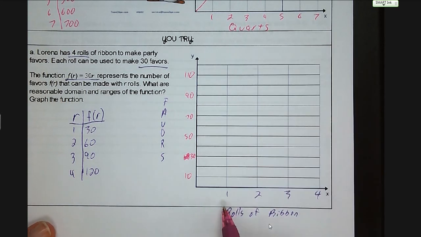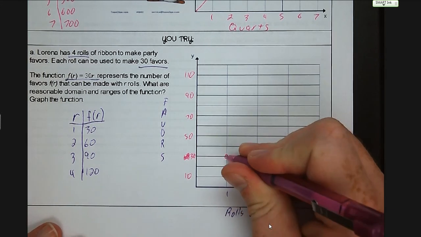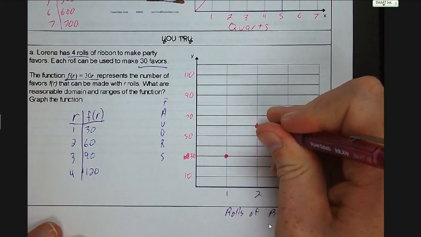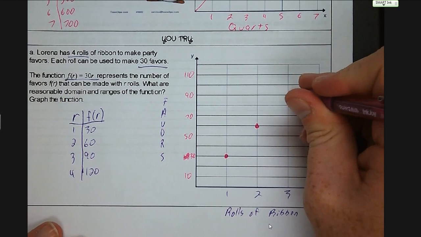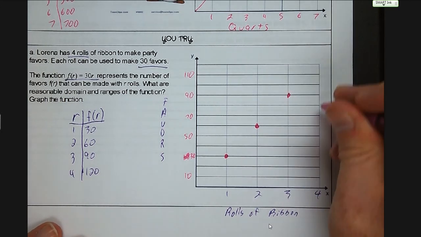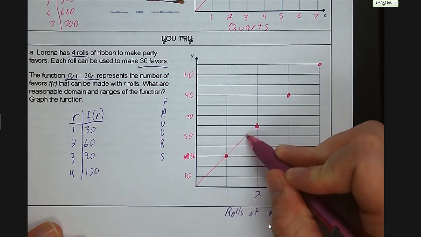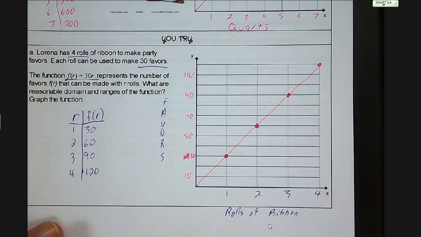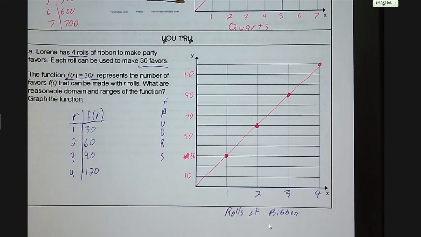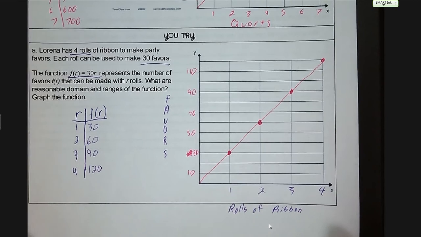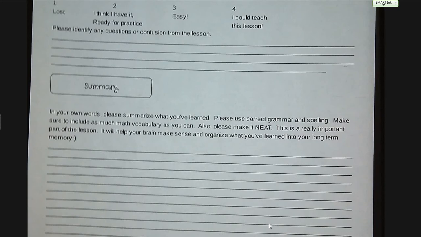All right, so we've got our scales, we've got our labels. Now we just need to graph our points. So we have a point at 1 and 30, 2 and 60, 3 and 90, and 4 and 120. And it's going to be a continuous graph because we can use any portion of that roll of ribbon that we want. All right, that's the end of lesson 4.6.